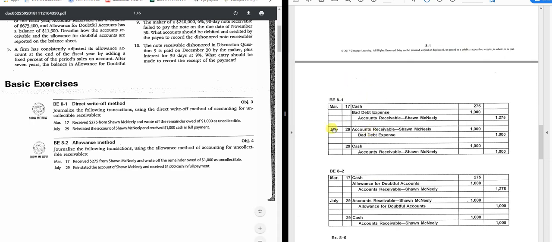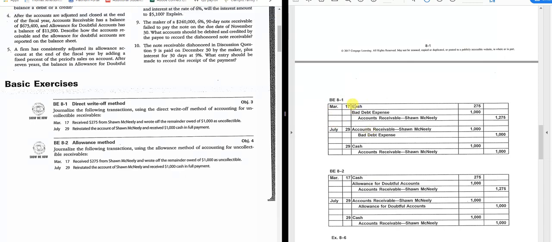Okay, so this is the journal entry. I debit cash for the $275 that I got. I debit bad debt expense for the portion they're not going to pay. And then I credit accounts receivable $1,275, and I send Sean McNeely's account down to the collection department, and they start trying to collect from him or get the inventory back. So anyway, it's out of accounting and into the credit department.